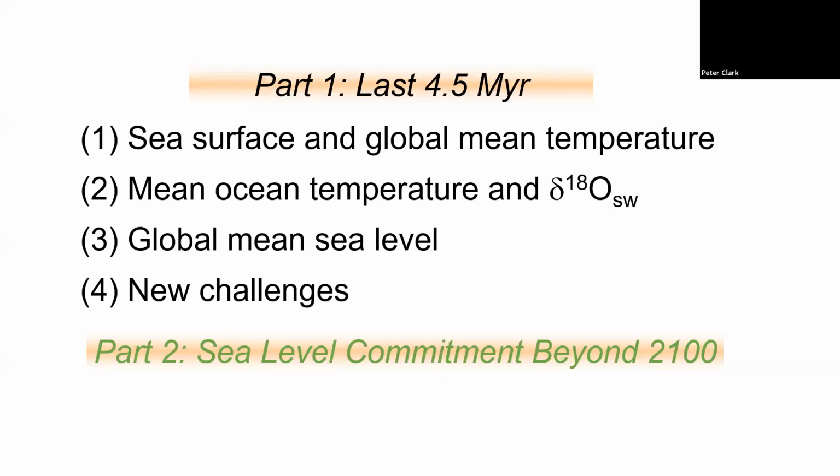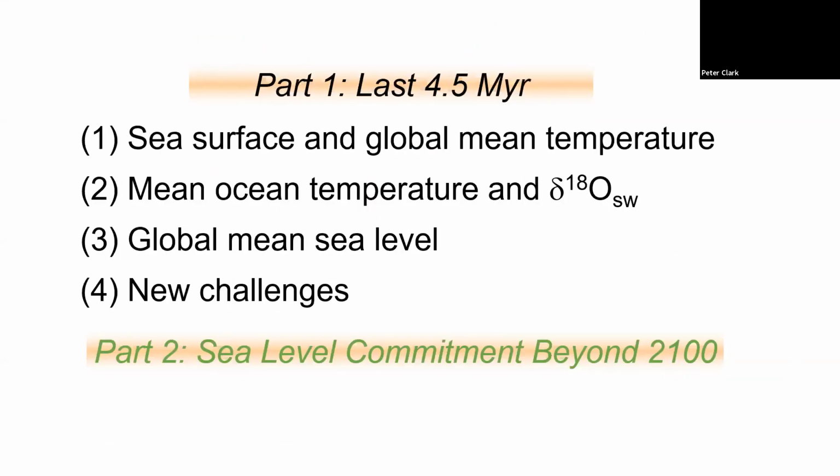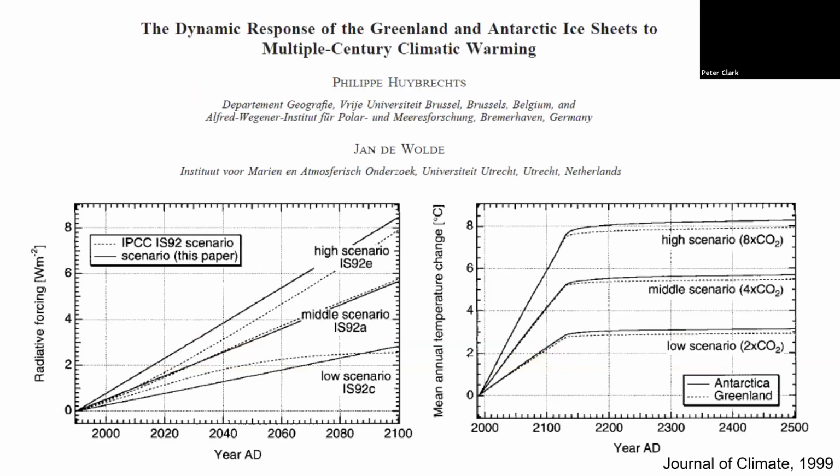All right. So this next part is to think about sea level commitment beyond 2100, and the earliest work I can find on this, and please let me know if you know of earlier work than this, I'm guessing there probably is, is a paper by Philippe Huybrechts and Jan de Wolde in 1999 that asked the question about what the response of the Greenland and Antarctic ice sheets would be to multiple century climatic warming. So thinking about response of ice sheets beyond 2100.